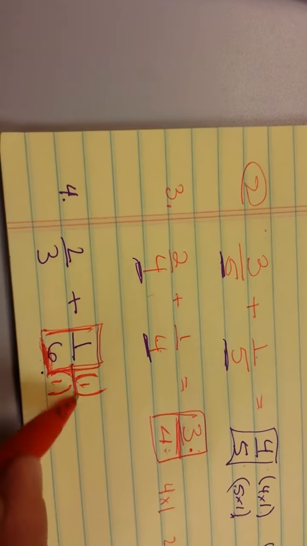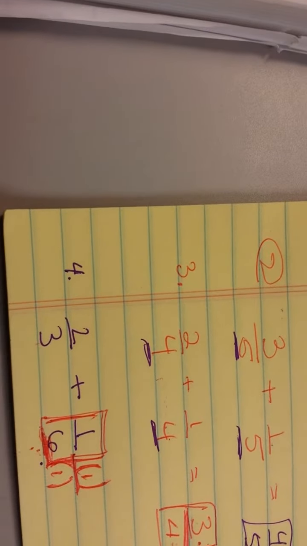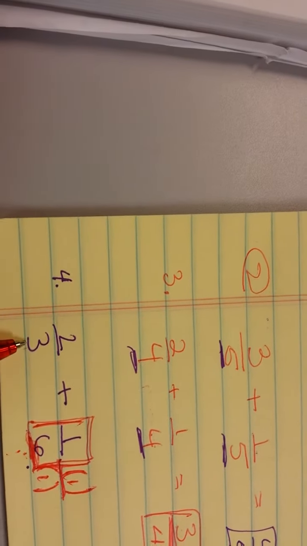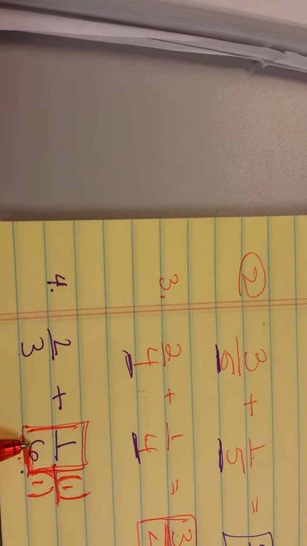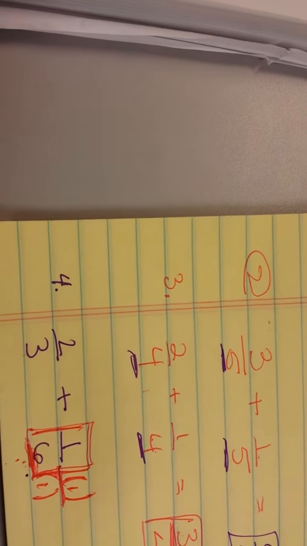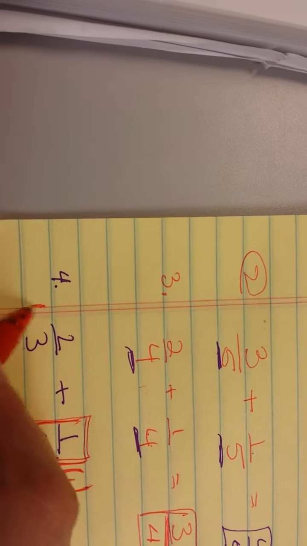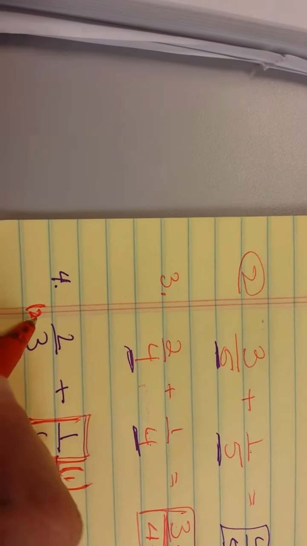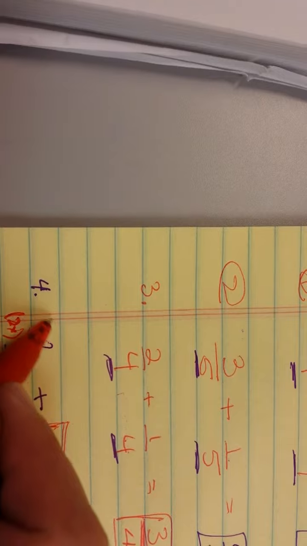You do have to change this fraction to get this number. So what times 3 equals 6? Or you can say 6 divided by 3. So the answer is 2. So you have to multiply both sides of the fraction by 2.